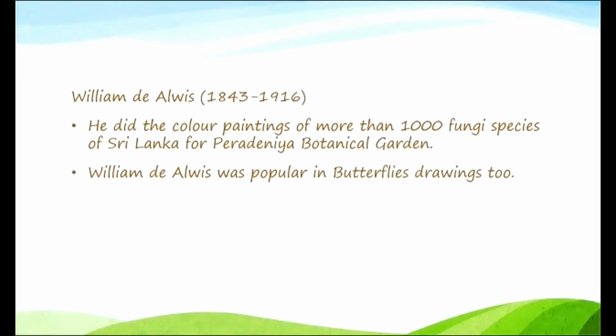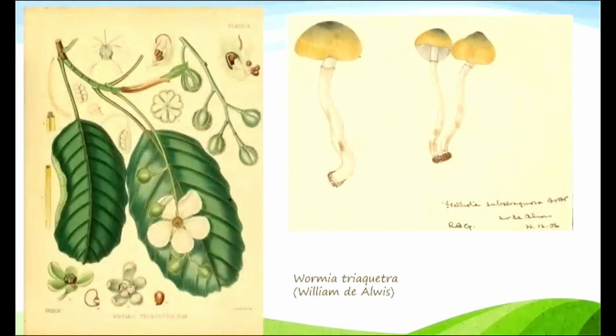And then William Alwis, one of the sons of Harmanis Alwis, made paintings of more than 100 fungi species in Sri Lanka. Actually, he did it with a focus on the identification of fungi species. In addition to that, he was very famous for his butterfly drawings. And in this slide, you can see drawings of William Alwis. The first one is Vitex triquetra, and the second one is some of the mushroom species he dealt with.